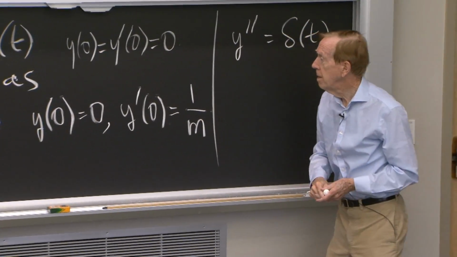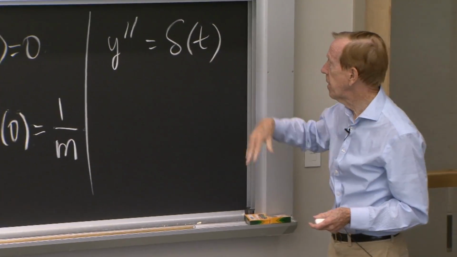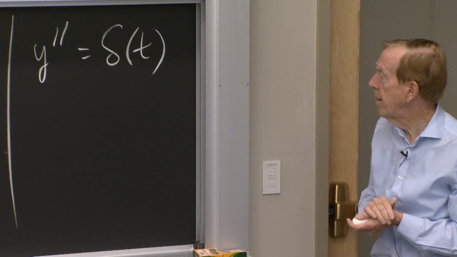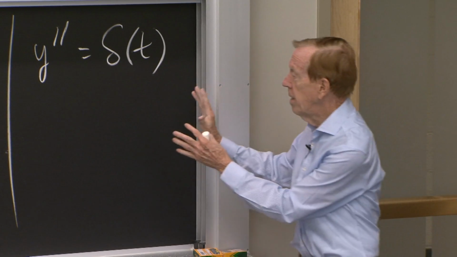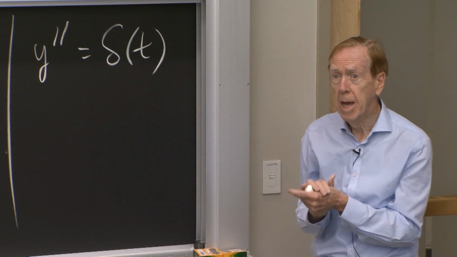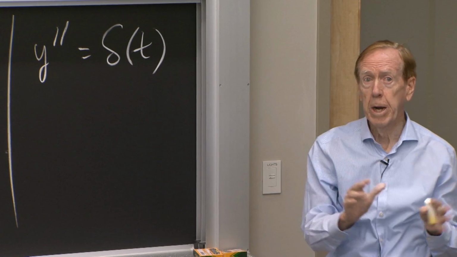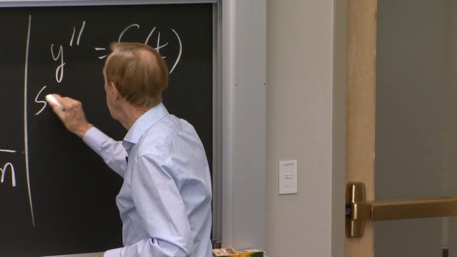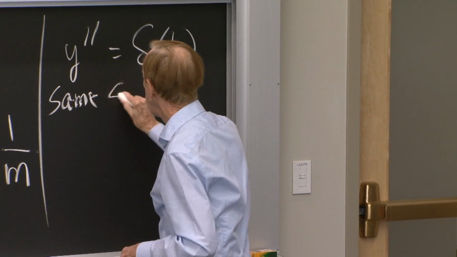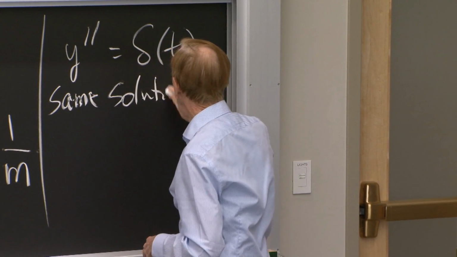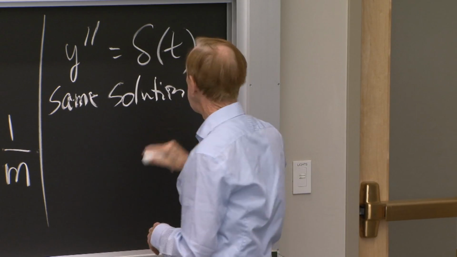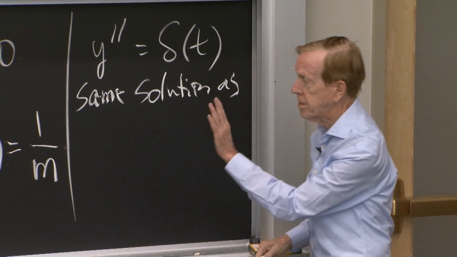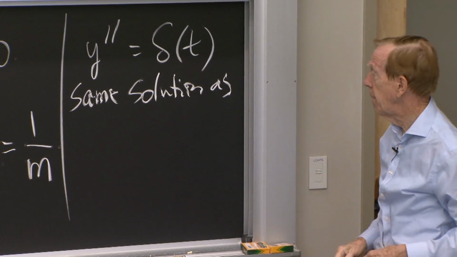I've taken the spring away, so the k is gone, the mass is 1. What's the solution to y double prime equal delta of t? If we concentrate on this example, we're good for today. So my point is the same solution as, now what's the other problem? I'm just repeating here, but making it simple by taking k equals 0 and m equal 1.